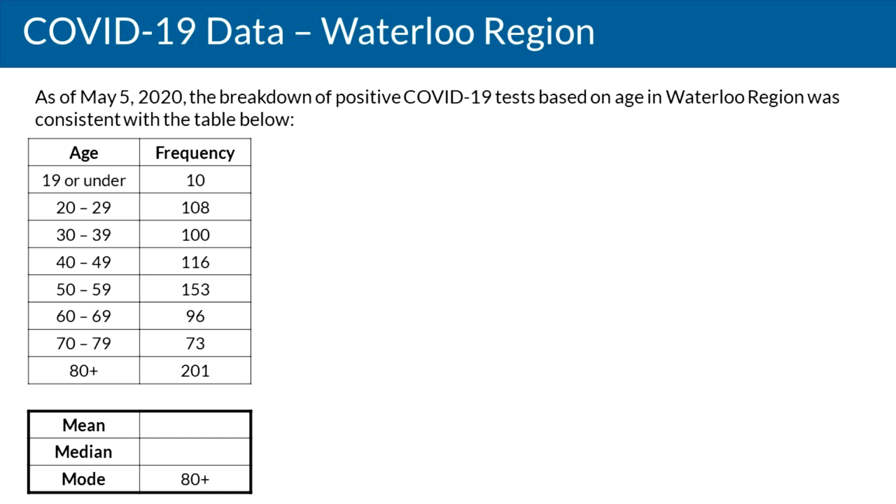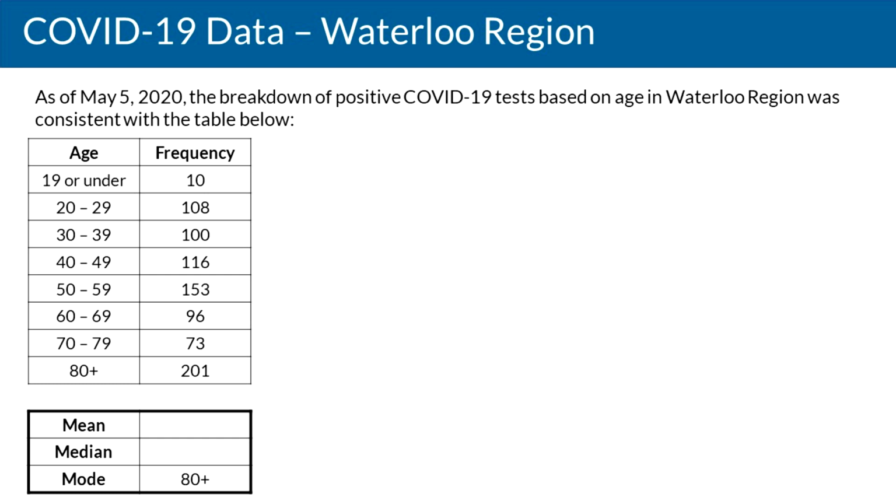Our final exercise for this class is going to be to look at some COVID-19 data from Waterloo Region. As of May 5th, the breakdown of positive COVID-19 tests based on age in Waterloo Region was consistent with the table below. So you can see I've got these age brackets in my left column and a frequency list in the right column. And we're going to work towards coming up with the mean, median, and mode of this data set. As is often the case when we're presented with a frequency table, we can very easily see the mode is the 80 plus age bracket.